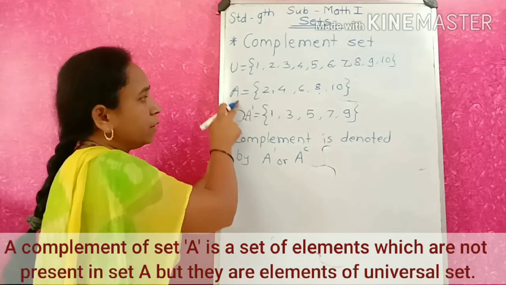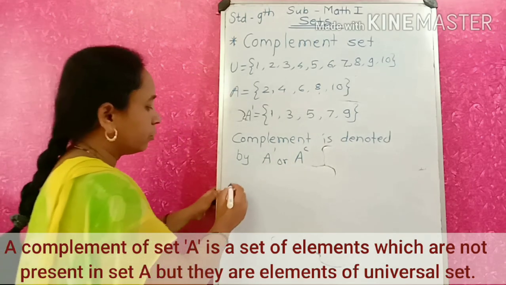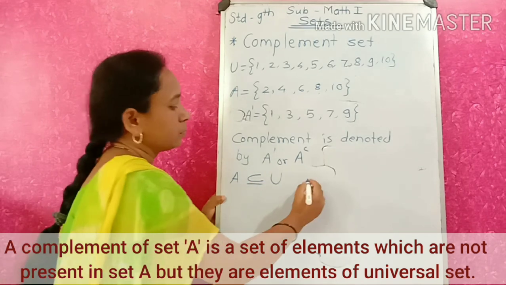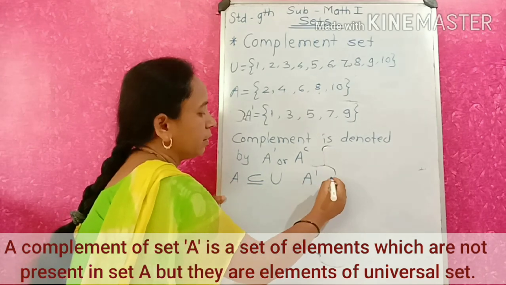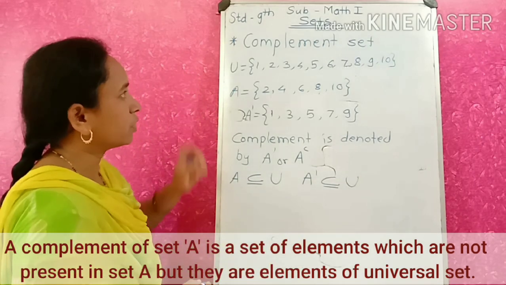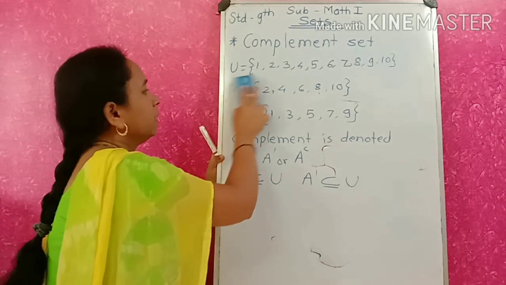A complement and A, if you observe, are both subsets of U. A is a subset of the universal set, and A complement is also a subset of the universal set. So this is the definition of a complement set. We'll see one more example of a complement set.